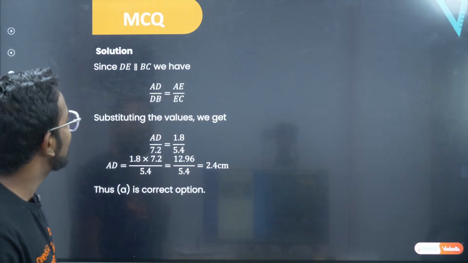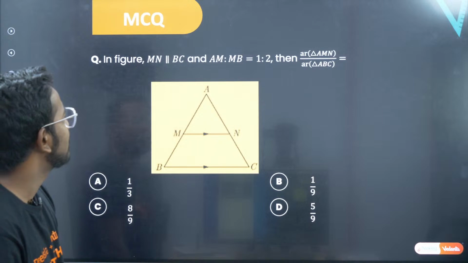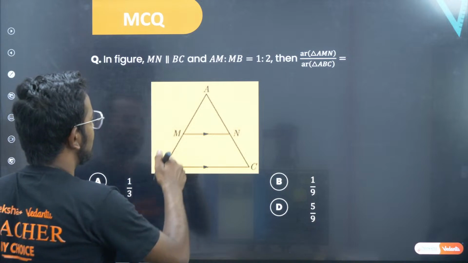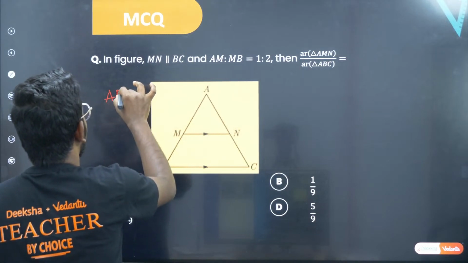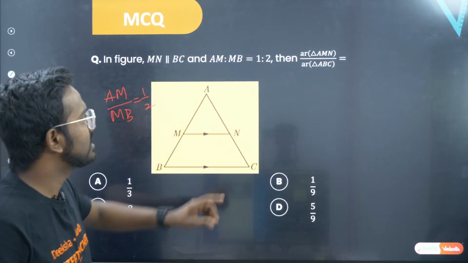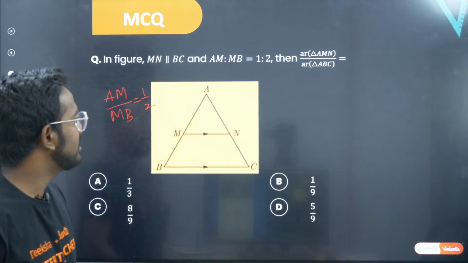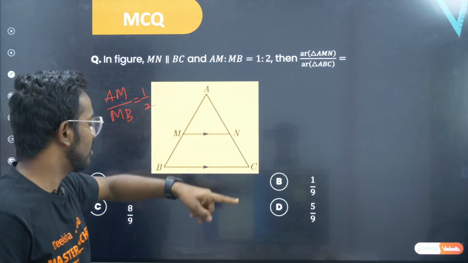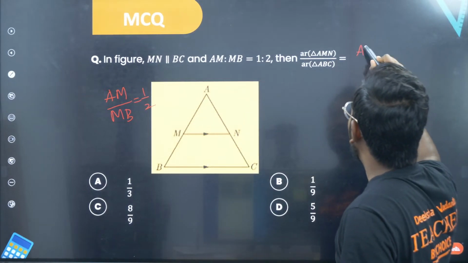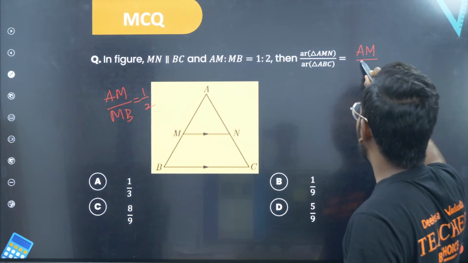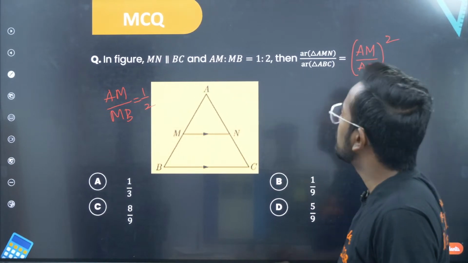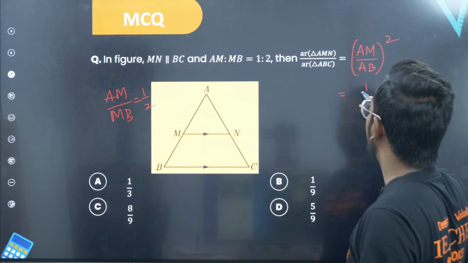Okay, let's take up the next question. Come on, answer this. So whenever you have MN parallel to BC and they have given AM is to MB, that is AM by MB, equal to 1 by 2 or 1:2. They have asked what is the area of AMN by area of ABC. Always remember the areas will be always the square of any corresponding sides. That's it. So this will give you the final answer. Since you have AM is to MB to be 1:2, the final answer will be 1 by 4.